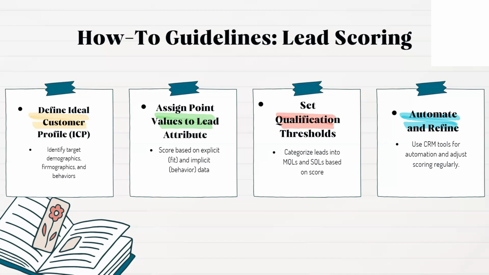Leads researching specific point levels can then be passed on to the appropriate team for follow-up, ensuring that the most promising prospects are prioritized. Finally, automate and refine your lead scoring system using CRM or marketing automation tools. These systems can automatically assign scores and categorize leads. Regularly reviewing and adjusting the scoring model ensures it stays relevant and effective based on real-world performance.